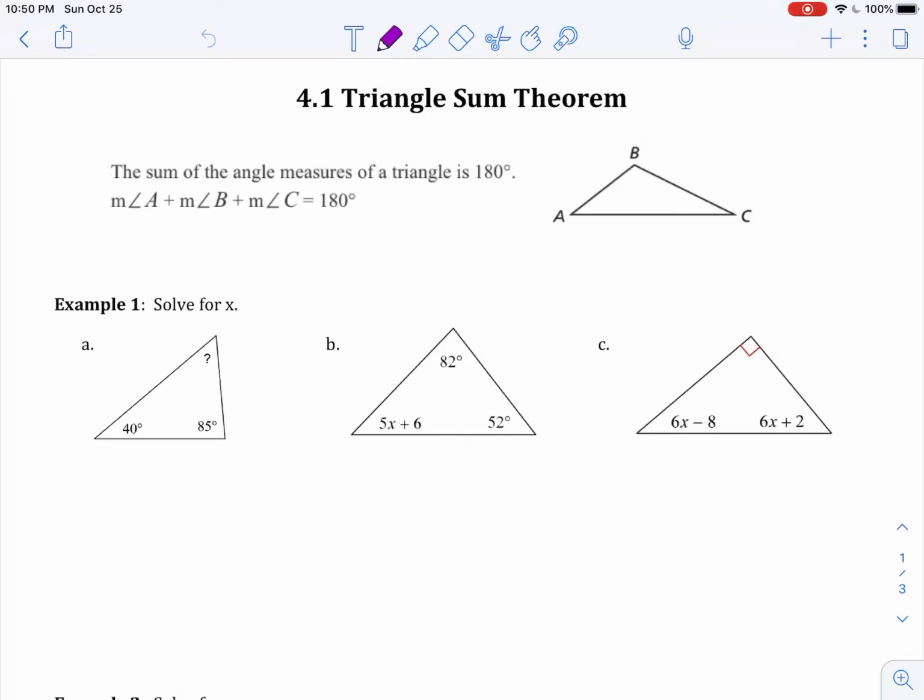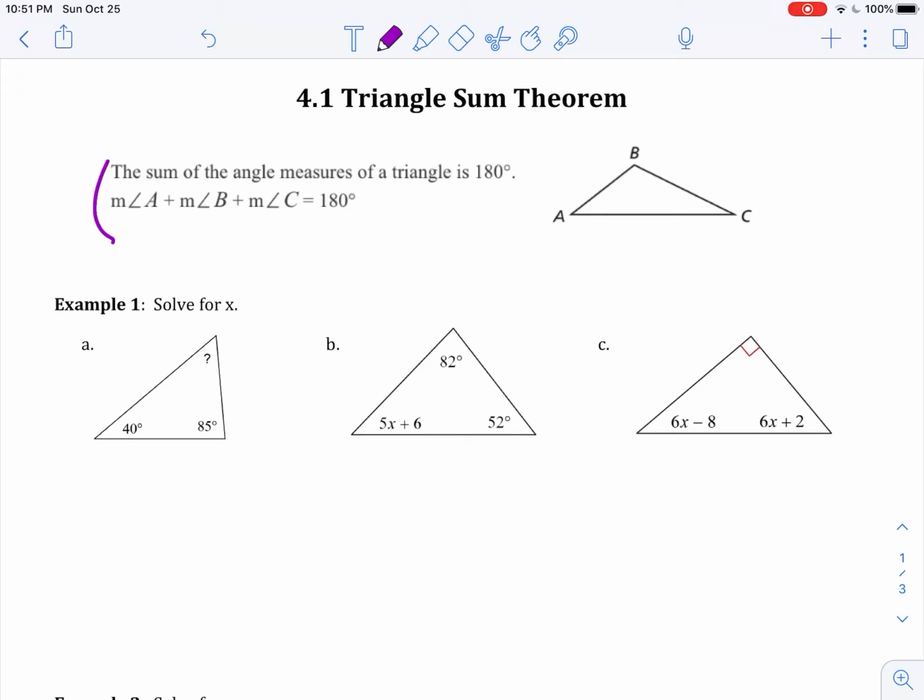We're going to start Chapter 4 today, and Chapter 4 starts with the Triangle Sum Theorem. And that's a pretty easy theorem. All it says is the angles on the inside of a triangle will always add up to 180 degrees. So you'll see in the first sentence here, what it says is the sum of the angle measures of a triangle is 180 degrees. And so for that picture, measure of angle A plus measure of angle B plus measure of angle C would be 180 degrees.